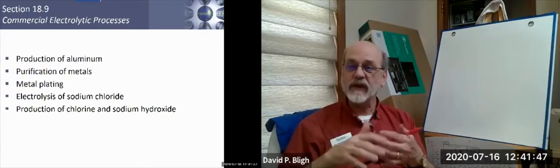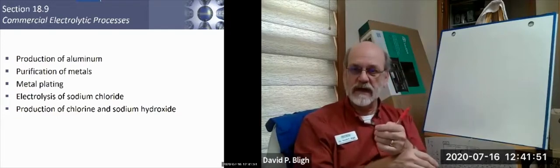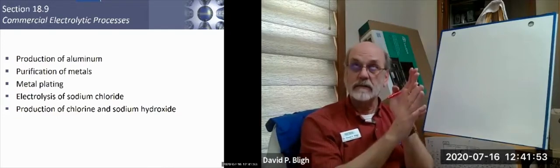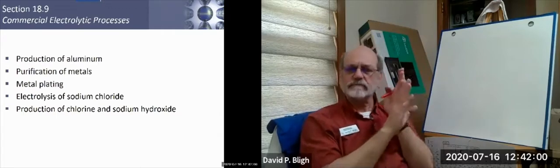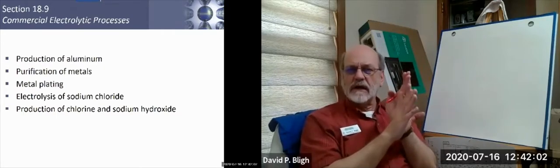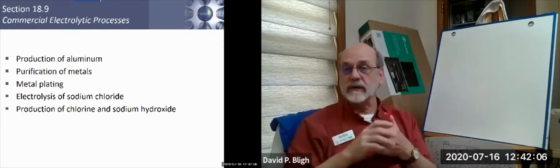So you plate out the copper on the cathode, and then you can produce electrical circuits with it.